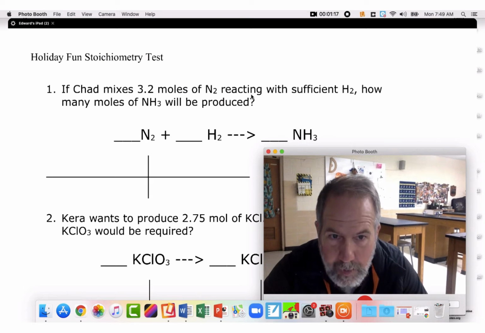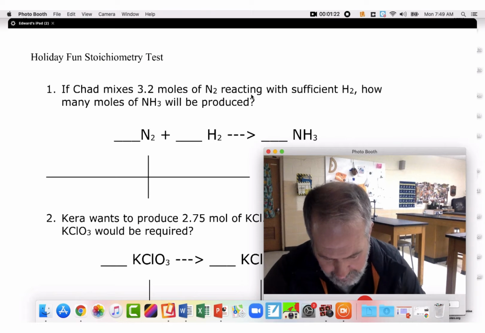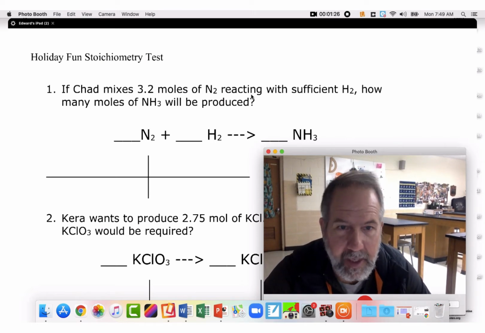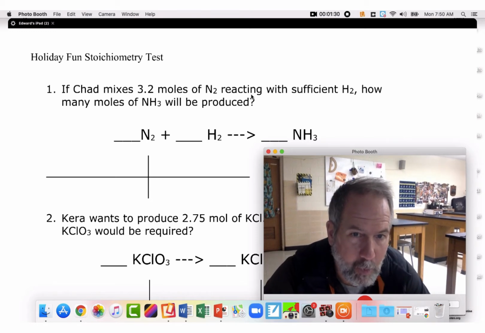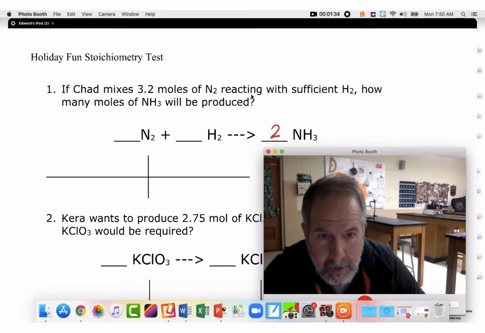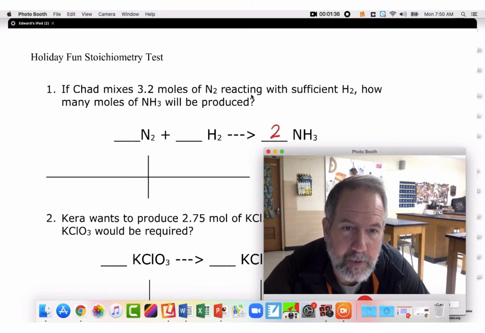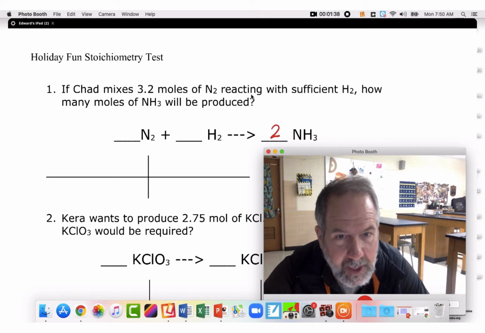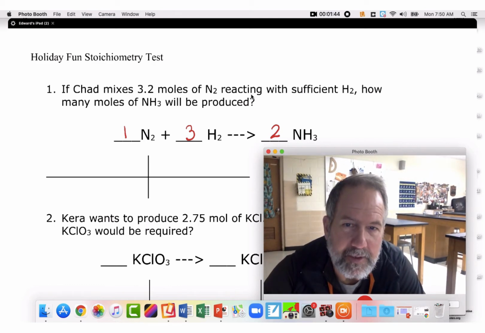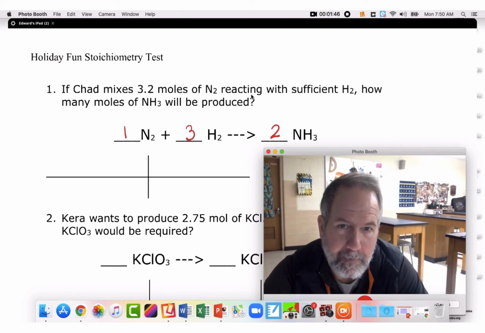Remember, when you're balancing an equation, the first thing you want to do is find something that's different. I'm focusing in on those N's, and I see two N's on one side and one on the other. So I'm going to put a 2 on this side, and that will give me 2 N's on the right, which gives me 6 H's. I put a 3 in front of the H2, and by golly, that is a balanced equation. So there's a good place to start.